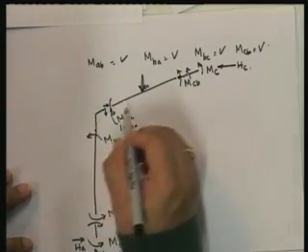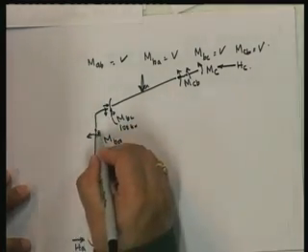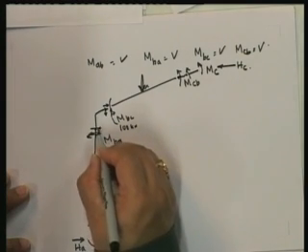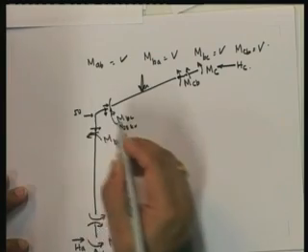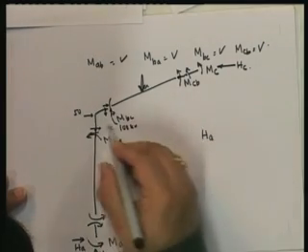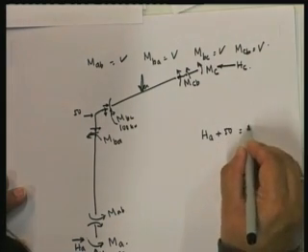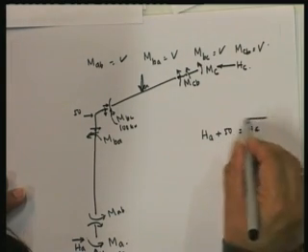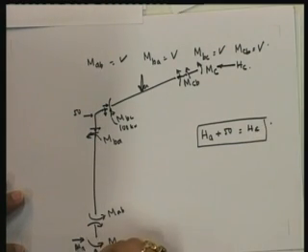Okay, now here I have this, so this is going to be here, this is going to be here, so this is going to be this way, this is going to be here, and so here I have 50. So one of the other equations that I get is HA plus 50 is equal to HC.